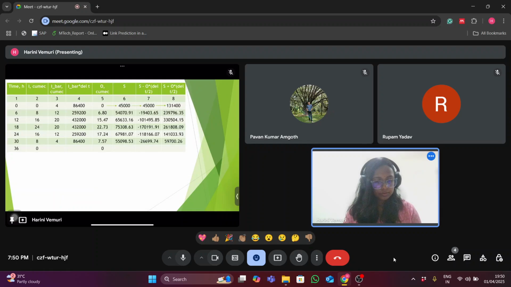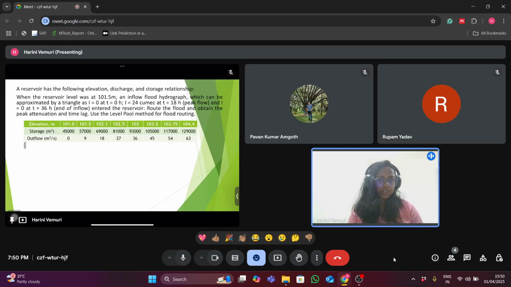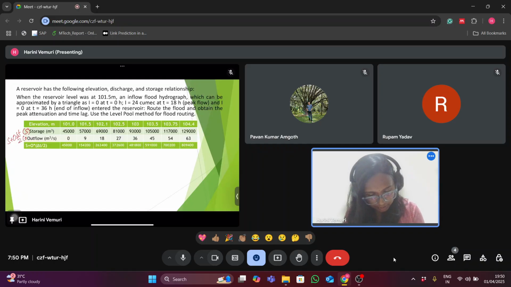So basically here what we are trying to do is they have given the elevation, storage and outflow terms. So for reservoir routing, we know we have to first calculate S plus O into delta T by 2. So first we are using the storage and outflow terms, and I'm assuming the delta T is equal to 6 hours in this case. The S plus O into delta T by 2 values are calculated, and make sure that delta T should be in seconds also. So 6 into 3600 we have to do because the input data is in meter cube per second.